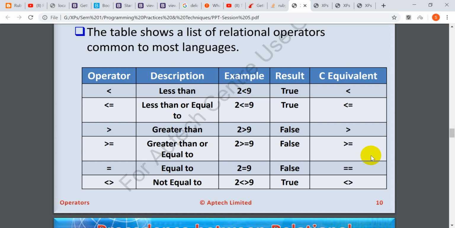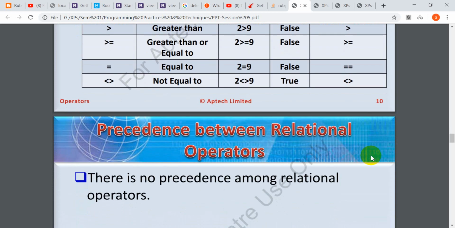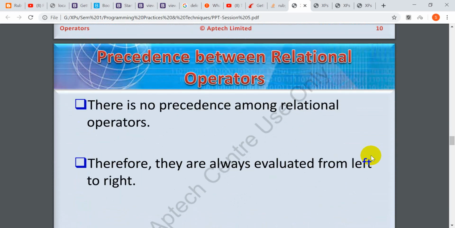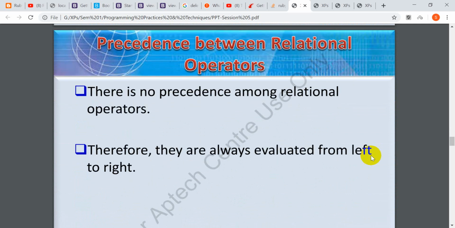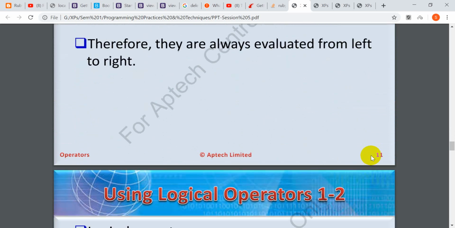2 is less than 9, right? True. 2 is less than or equal to 9. Yes, it's true. Then 2 is greater than 9. It's false. 2 is greater than or equal to 9. It's false. 2 is equal to 9. It's false. 2 is not equal to 9. It is true. So these are the symbols in the C programming language. You get it. There is no precedence among relational operators, so they are always evaluated from left to right.